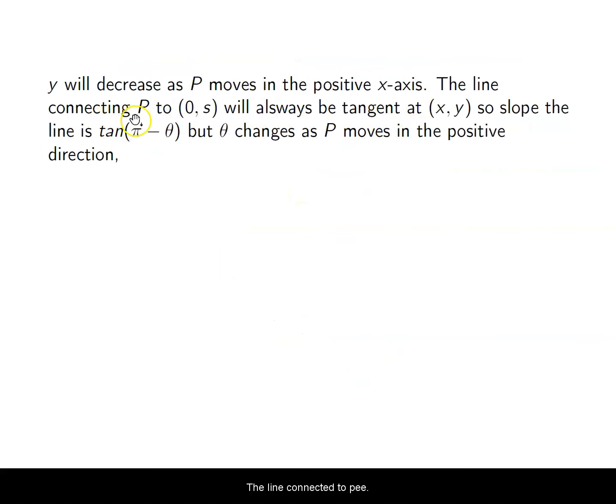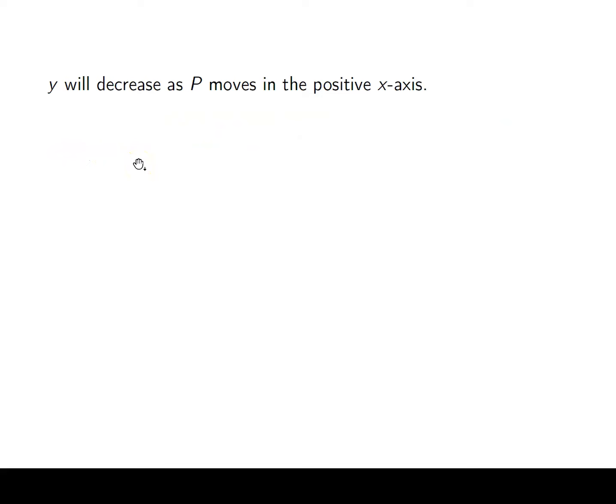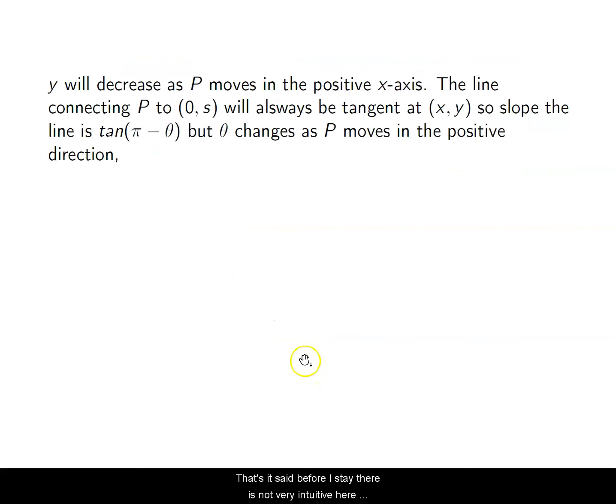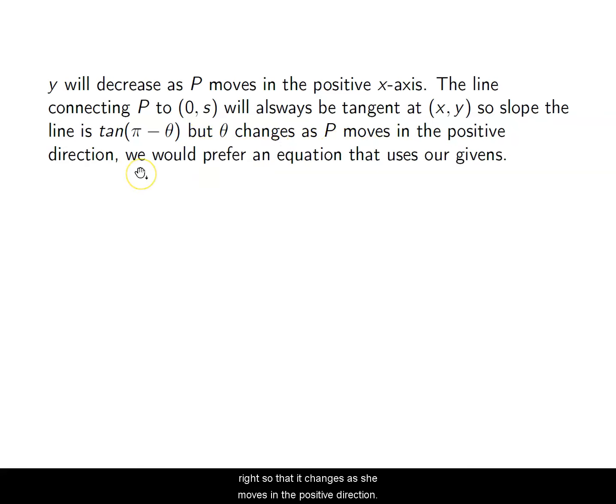The line connected to P, from P to 0S, will always be tangent at this point XY. So the slope of my line is going to be tangent of pi minus theta, right? So if this whole thing is pi and this is theta, well then this part has to be pi minus what's been used up, right? So this is pi minus theta. But as I said before, theta is not very intuitive here, right? So theta changes as P moves in the positive direction.